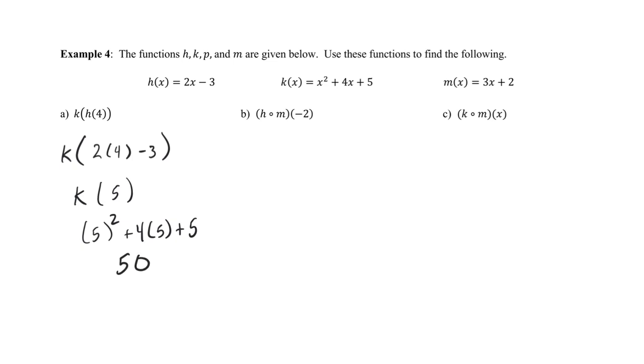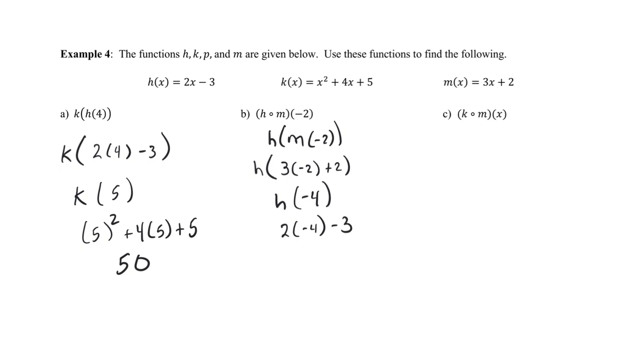All right, let's look at b. Rewrite it. You don't have to if you know how to do it the other way. I just like to rewrite it like this. So you don't have to do this part where I'm writing the h on the outside. Like, it really doesn't matter. But I'm going to the m function, take out the x, replace it with a negative 2. And that's going to give me negative 6 plus 2 is negative 4. Then I'm going to go to the h function, take out the x, put in negative 4.